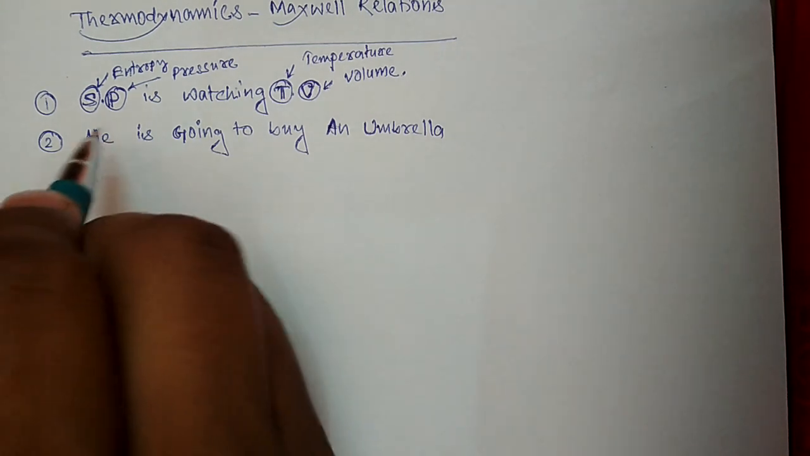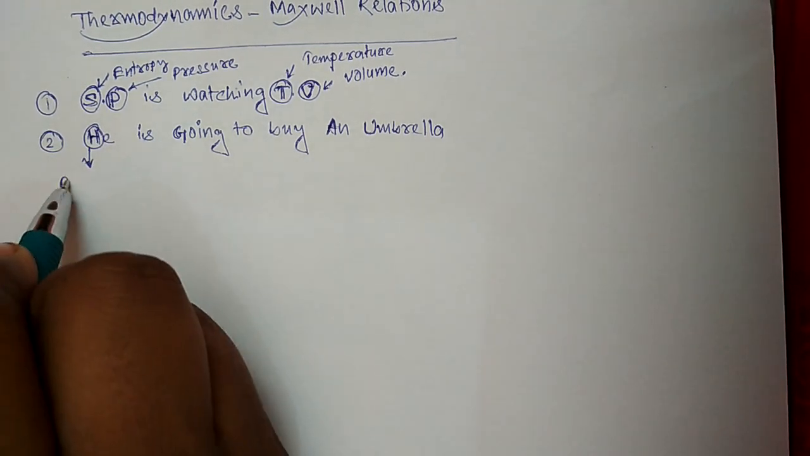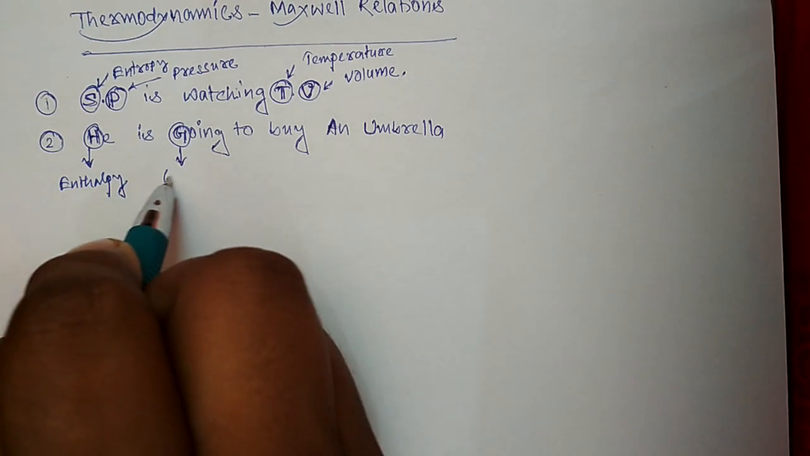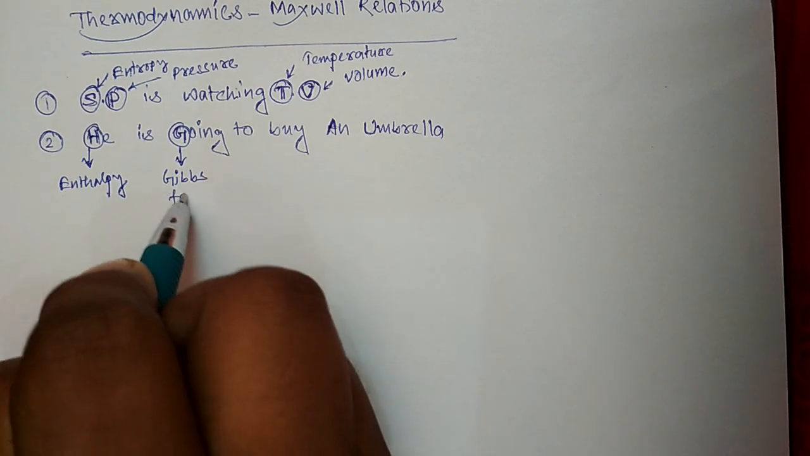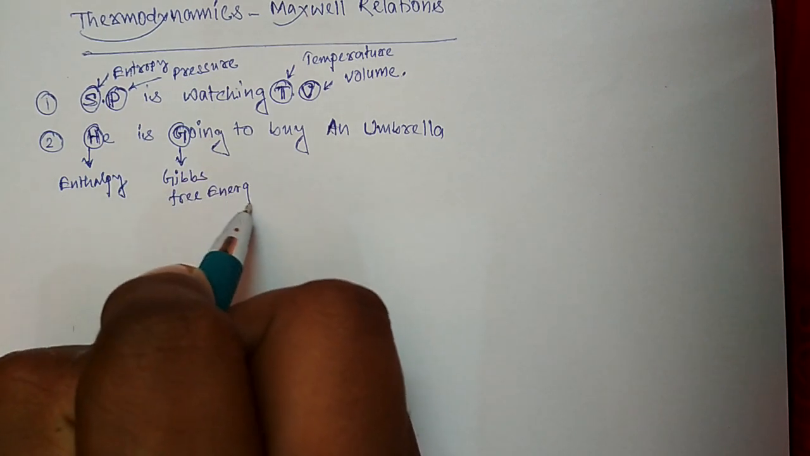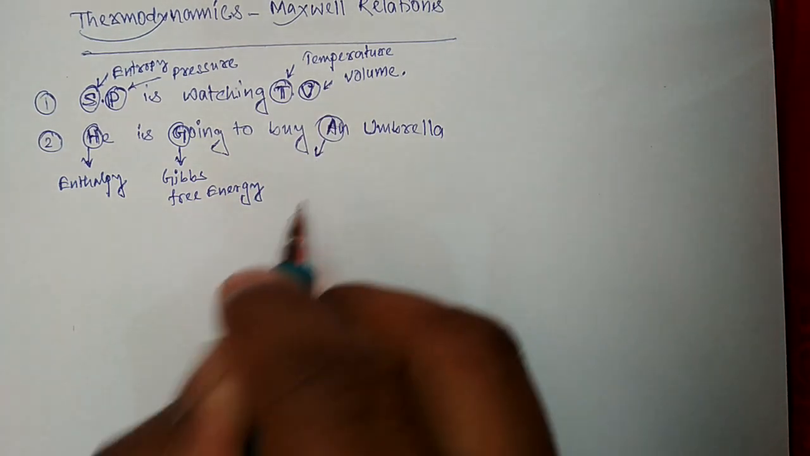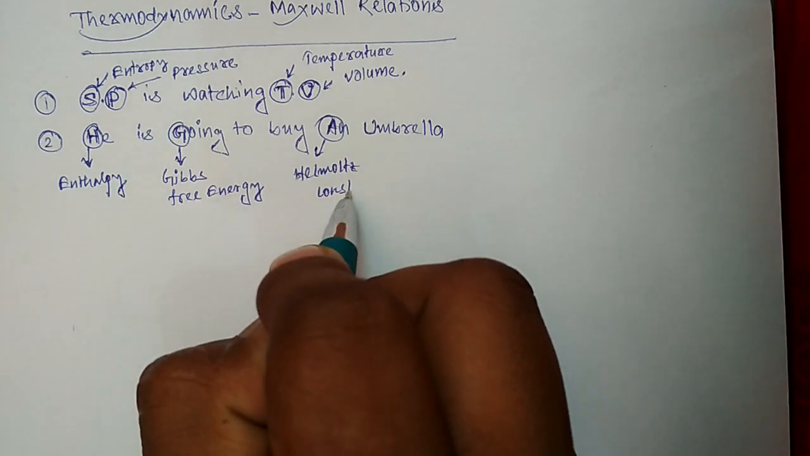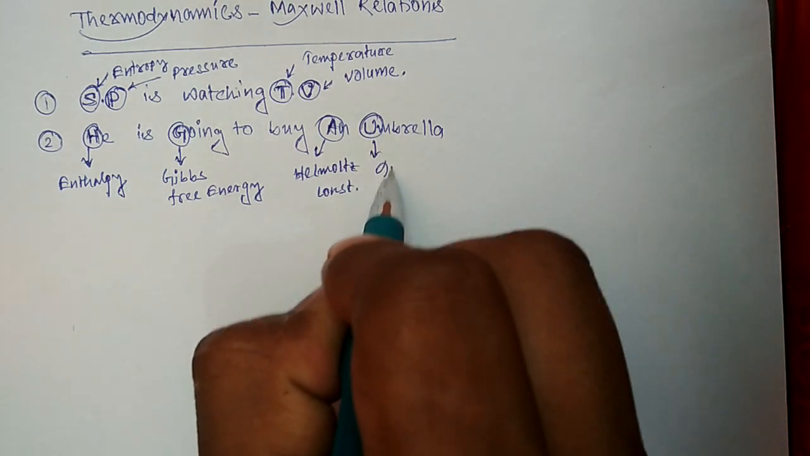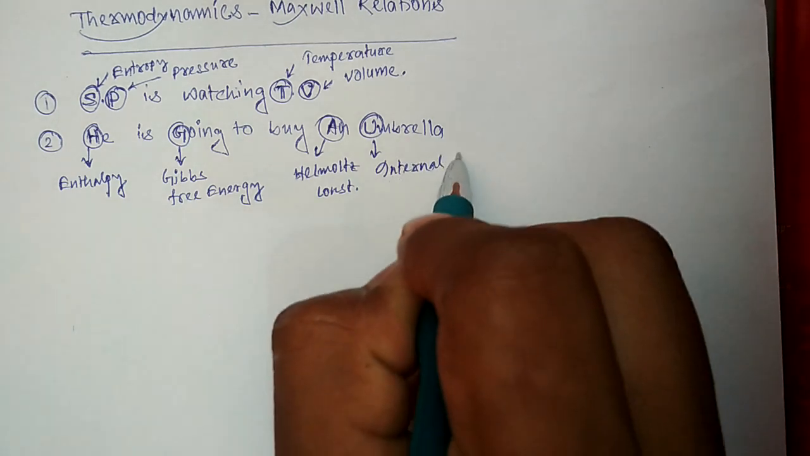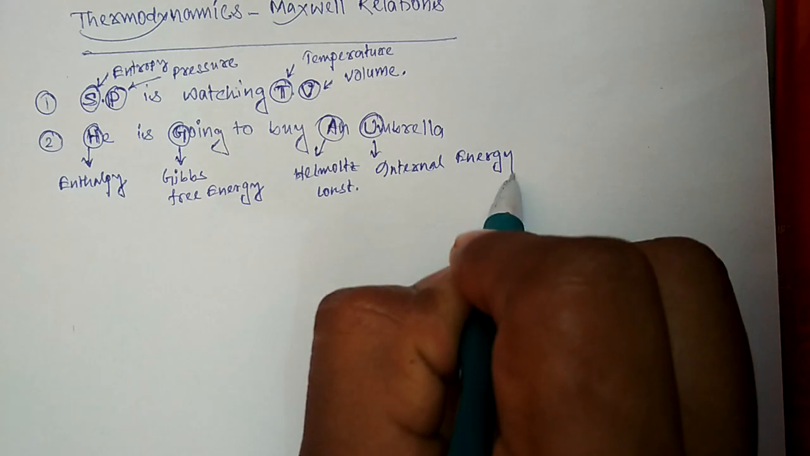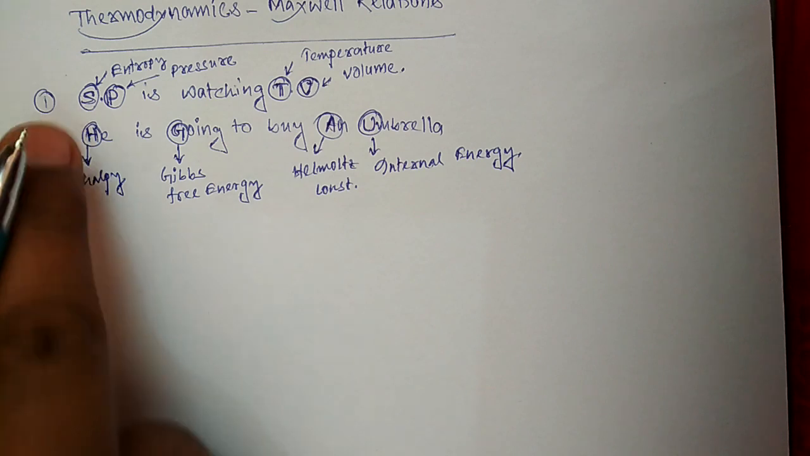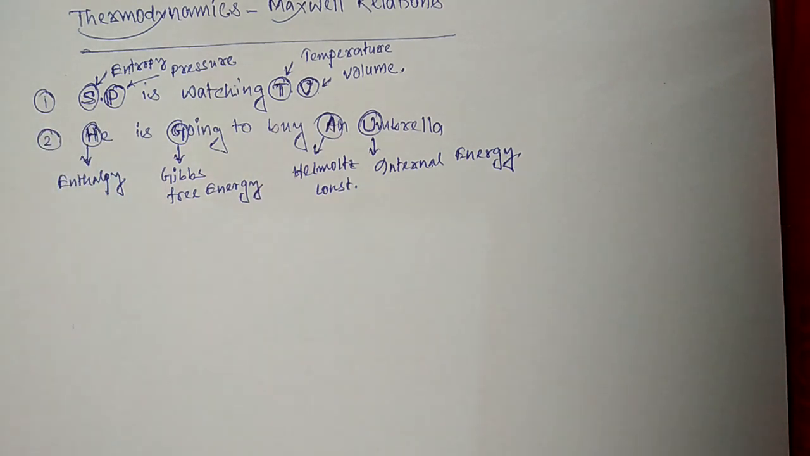And again, in the second sentence, here H, G, A and U. These four are thermodynamic properties also. H is for enthalpy, G for Gibbs free energy, A for Helmholtz free energy, and U for internal energy. So, to derive these Maxwell relations, we have to remember only these two sentences and all the thermodynamic properties.